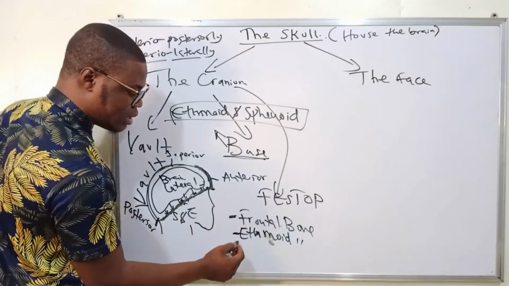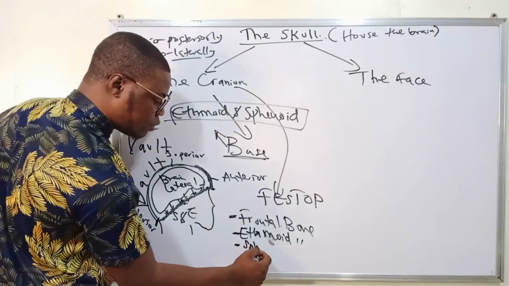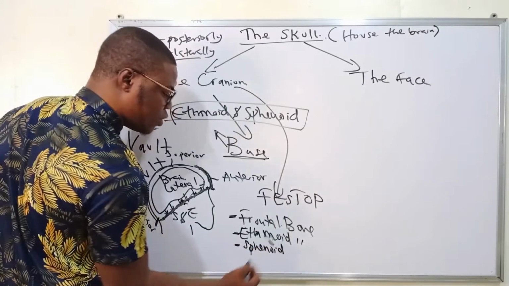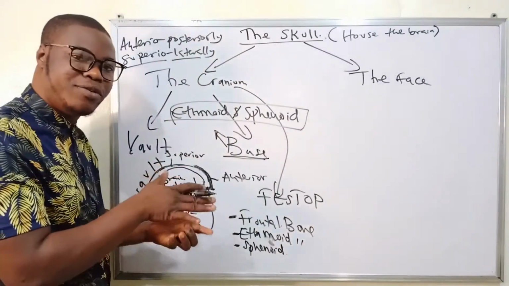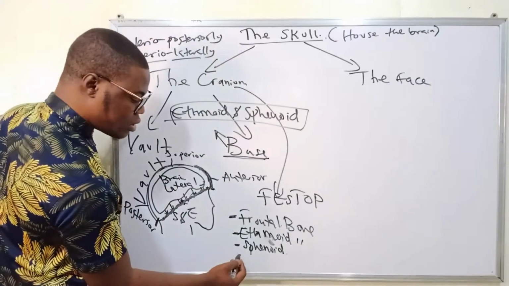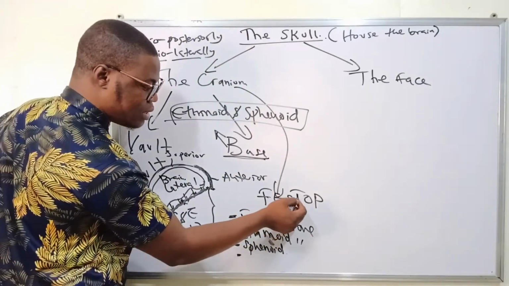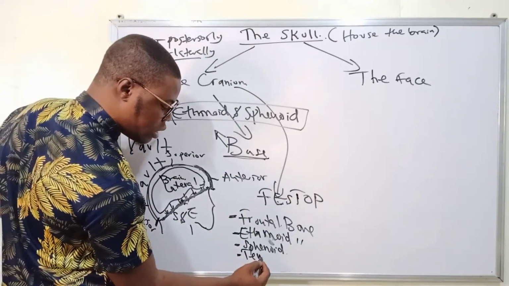So after that, we have the S. That is the sphenoid. So they both form the base for the cranium. That is where the brain rests on. Now, after that, we have the first T. You have the temporal bone.